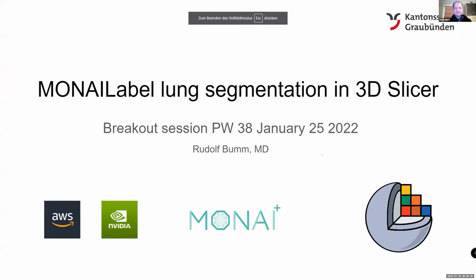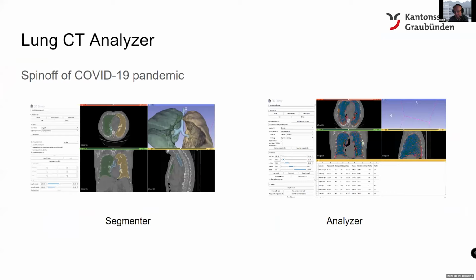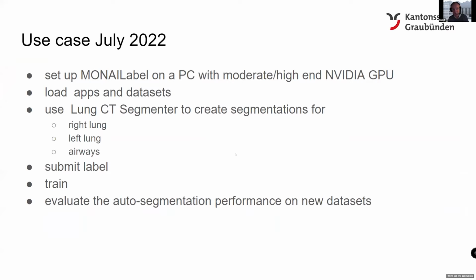Thank you. Thanks, Steve. I will shortly show some of our results that we've generated during the last month. This is all done with a 3D Slicer extension called Lung CT Analyzer, which is a spin-off of the COVID-19 pandemic. Andres and I did a use case during the last project week, which you see here, where we set up MONAI Label on a PC with a moderate and a high-end NVIDIA GPU and made it analyze the lungs and the airways.